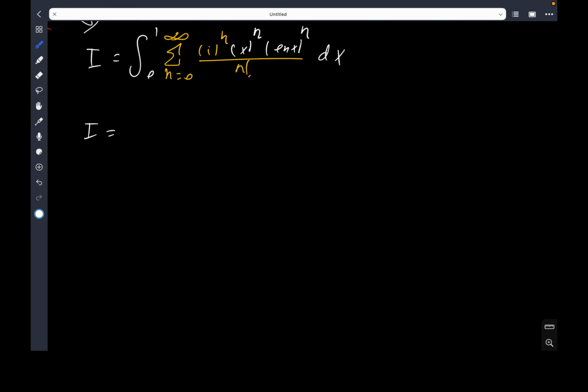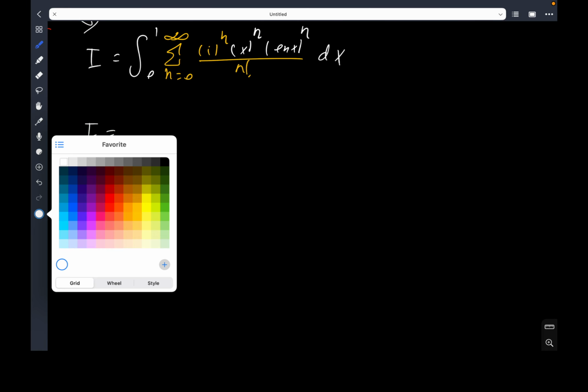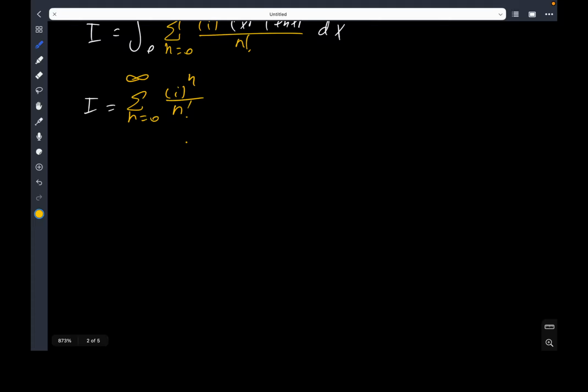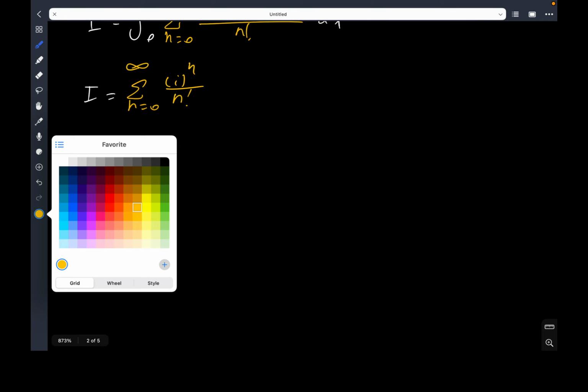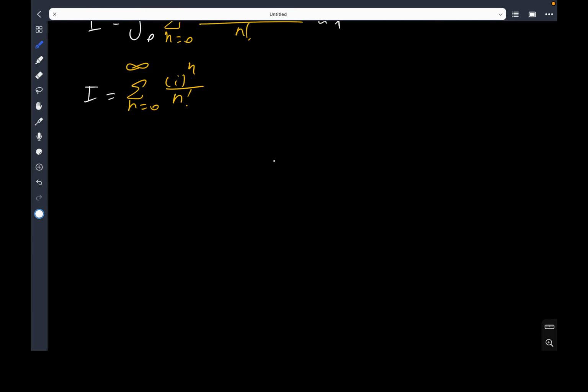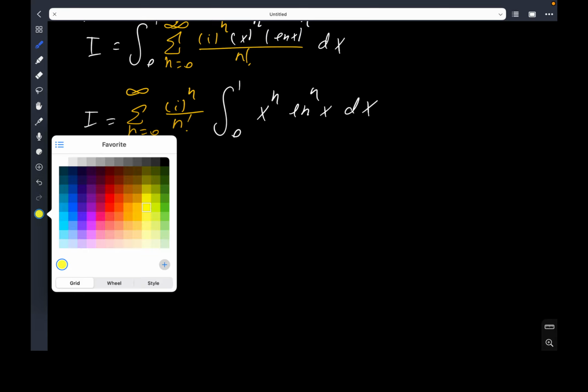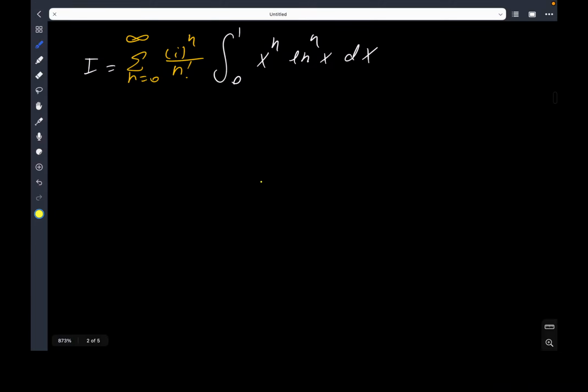Thus, we can have I equals the infinite sum from 0 to infinity of i to the power of n over n factorial, and I'm going to have the integral from 0 to 1 of x to the n ln to the power of n x dx. So here the trick that I'm going to use is a variable substitution.